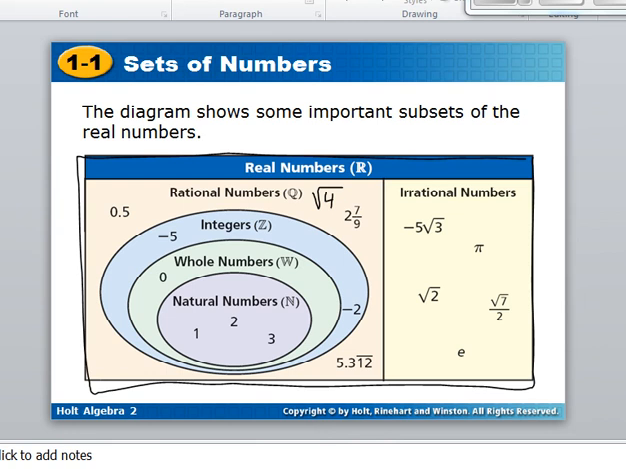There are symbols that go along with these. The rational numbers are represented by a Q, integers by a Z, whole numbers by a W, natural numbers by an N. Irrational numbers are just called irrational numbers, and all of them are part of the real number system, which is represented by a capital R.